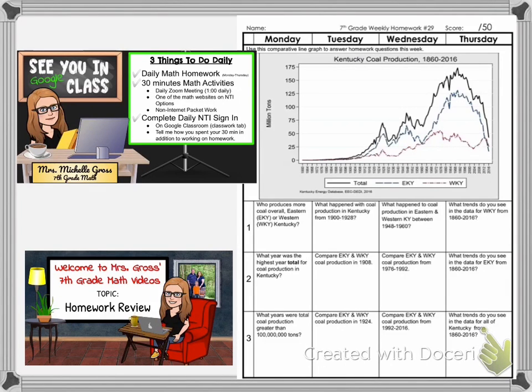Today I'm going over homework 29 Tuesday. Just as a reminder, it's the same graph. We're using the same graph all week.